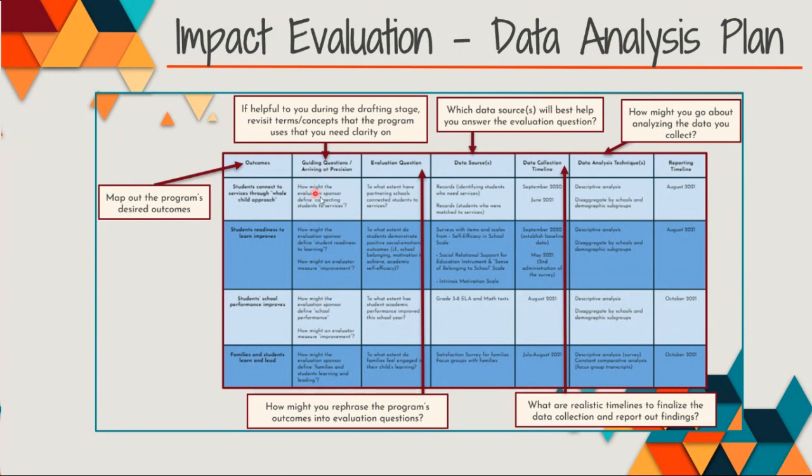The second column is dedicated to guiding questions and arriving at precision and clarity as far as how the program is defining different concepts or different terms. So when you say in this outcome, students connect to services through whole child approach, what does that mean exactly? What does it mean to be connected? Does it mean to say that the program provided the contact information to a student's parent or guardian? Does it mean that the student attended the program's first meeting? Does it mean that the student attended for an entire quarter, an entire school year?